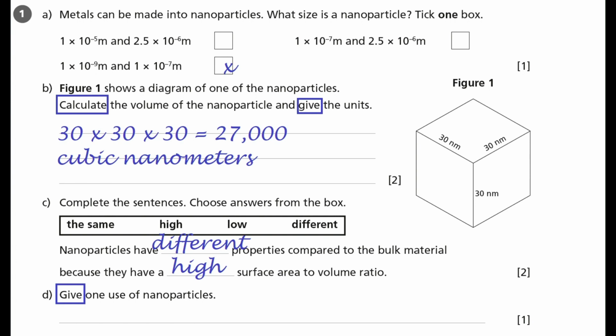Answers could include sun cream, deodorants, electronics, medicines, but my favourite as a transition metal chemist is catalysts. Now the reason why nanoparticles are such good catalysts is they're quite cheap because you can use a very small amount and they have a high surface area for the reaction to happen on.